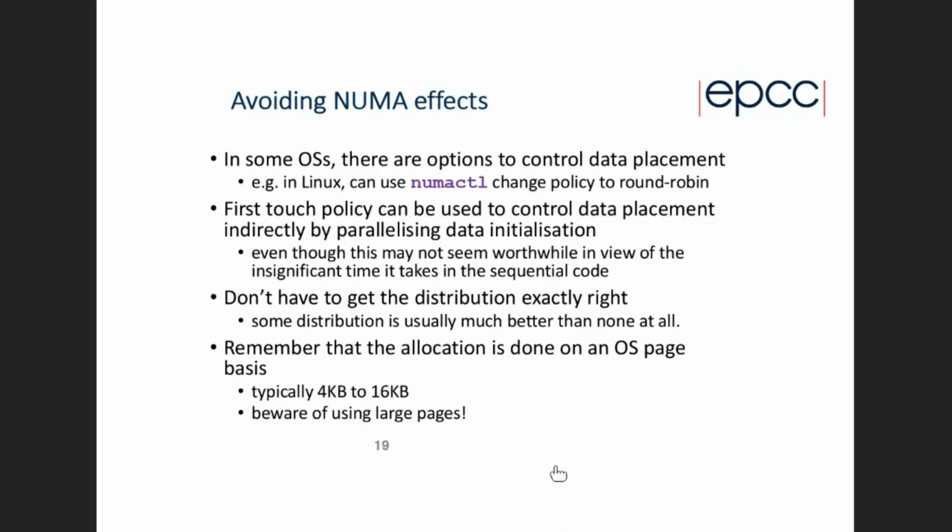In general, though, what can we do about this? One thing you can try is to persuade the operating system to change its default policy. So for example, in Linux, you can use the numactl command, which takes your executable as an argument, to change the policy, for example, to round robin. So it'll just spread your pages of data in a round robin fashion across all the NUMA regions.